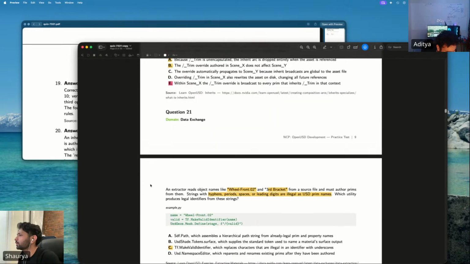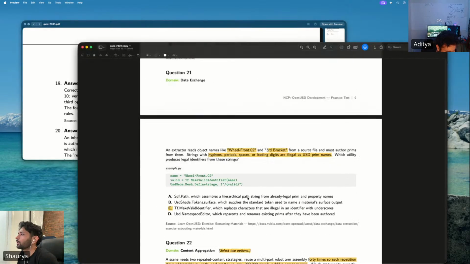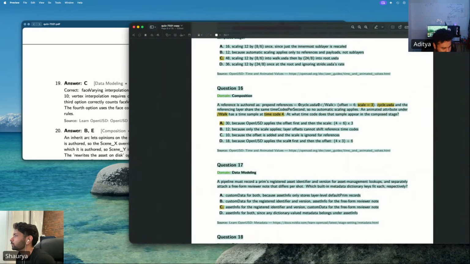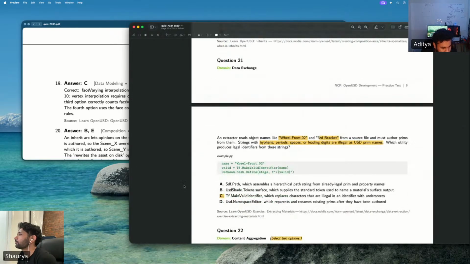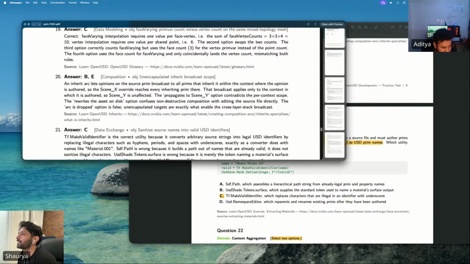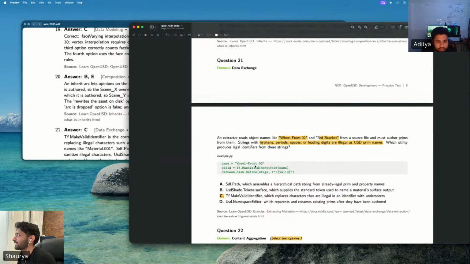Okay, what is 21? What the? TF make validator. 21 is correct. This was on you, dude. Yeah, I was doing the D, but yeah, this was on you.